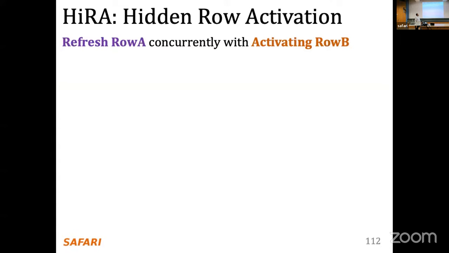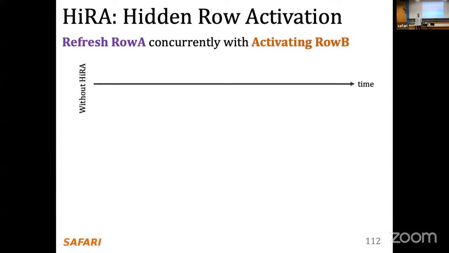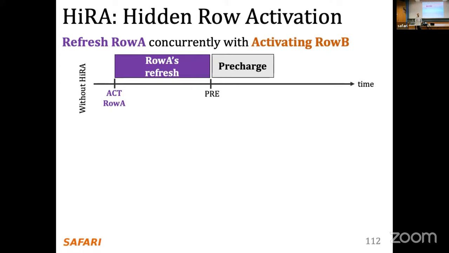So how this happens is as follows. In this scenario, we want to refresh row A concurrently with activating row B. So this is a time window. Without our proposal, this operation would work in the following way. We would send an activation to row A and wait for row A to refresh, meaning that row A is activated, all the cells are sensed, the voltage difference is amplified, and the cell charge is restored. All this process has already happened here. And then we send a precharge that closes the row and precharges the bit lines in the bank. And this takes some time as well.